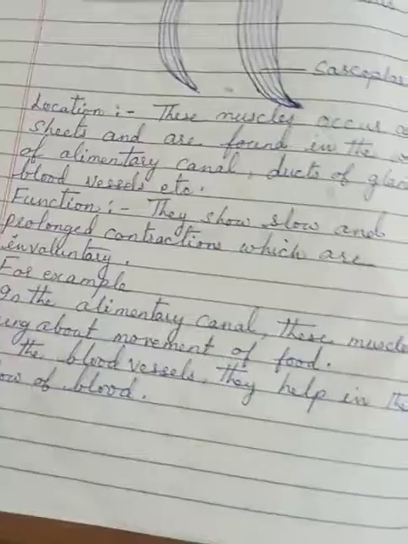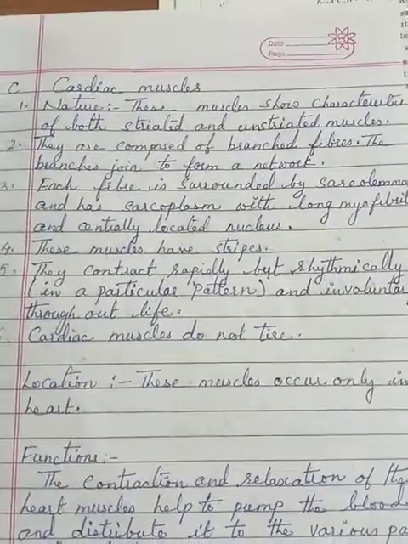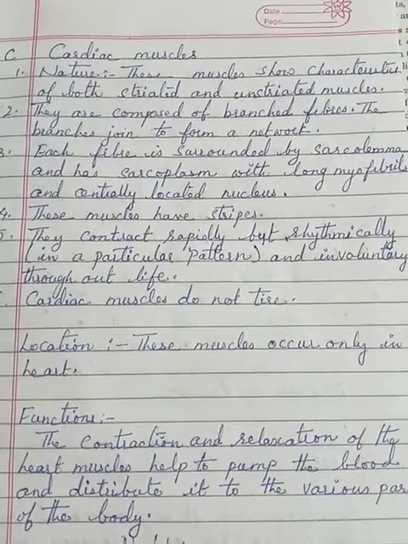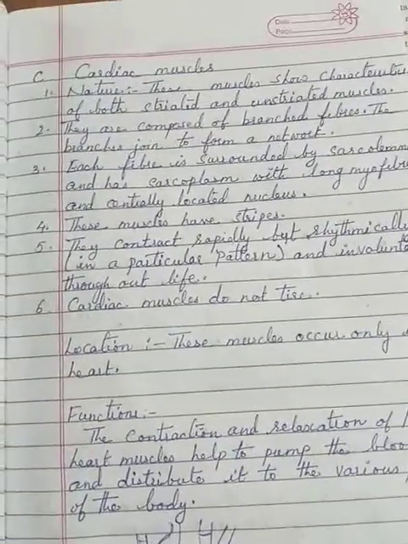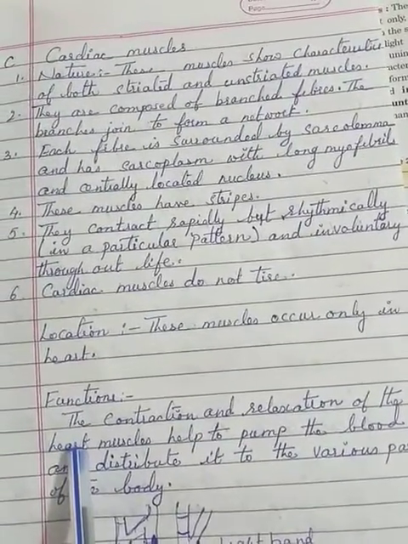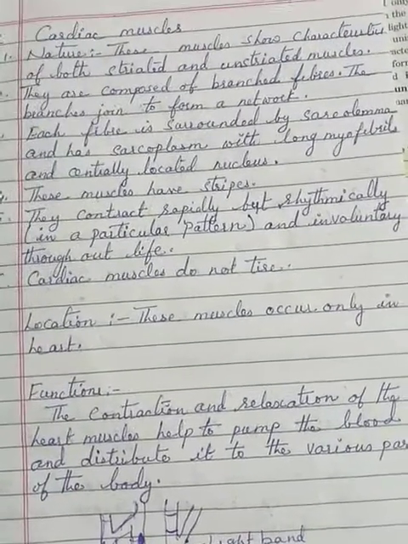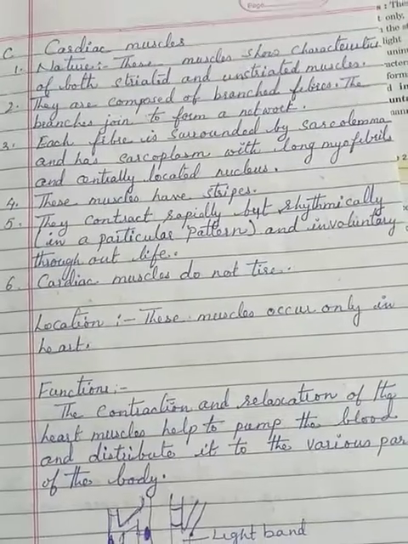Now about the cardiac muscle. These muscles show characteristics of both striated and unstriated muscles. See, cardiac muscle shows the characteristics of striated muscles also and unstriated muscles also.